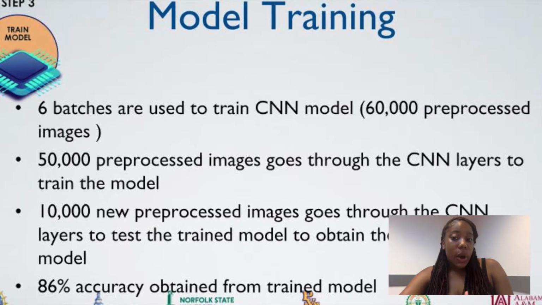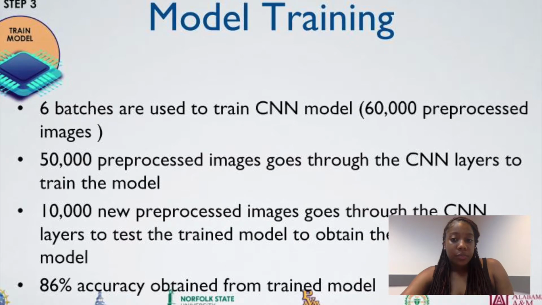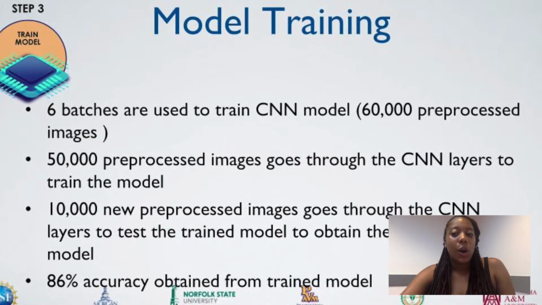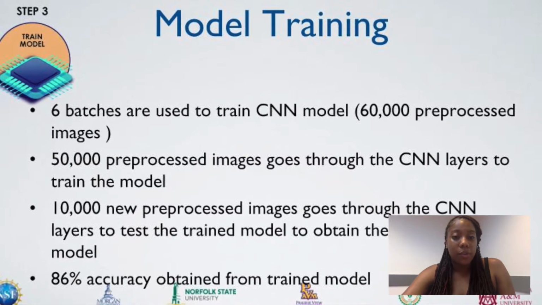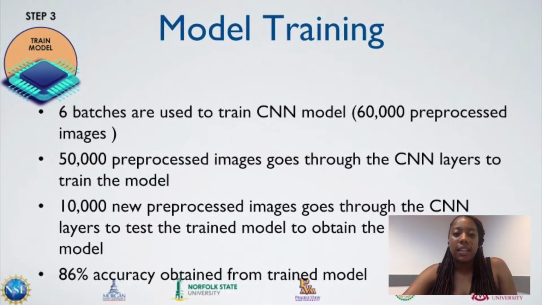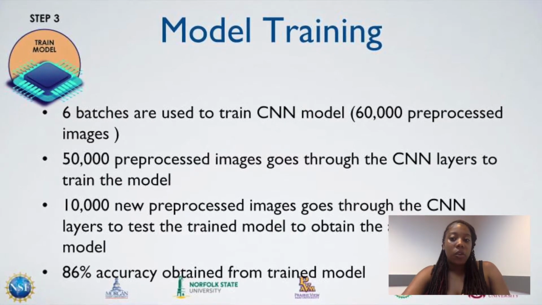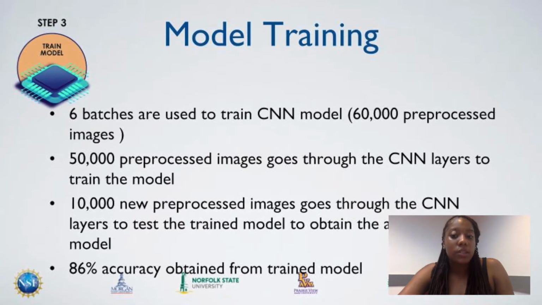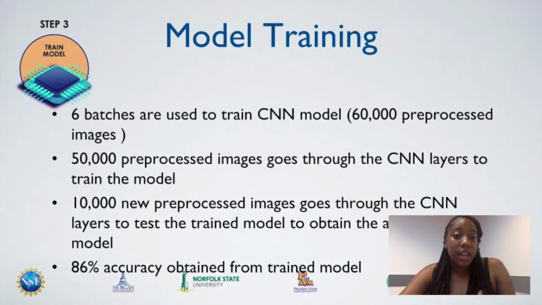Six batches are used to train the CNN model. 50,000 preprocessed images go through the CNN layers to train the model. 10,000 new preprocessed images go through the CNN layers to test the trained model and then to obtain the accuracy of the model. And then the accuracy of our code was 86%, which was obtained from the trained model.